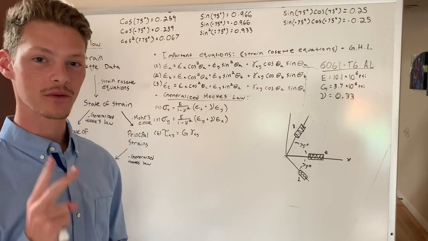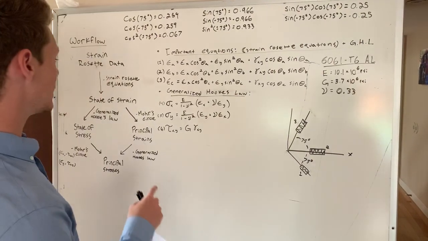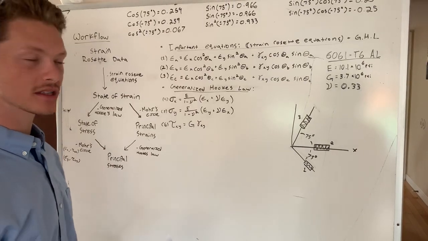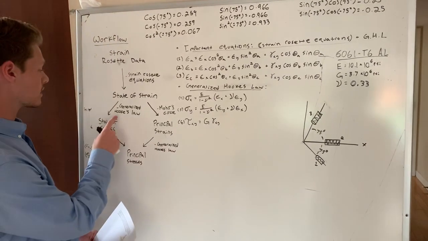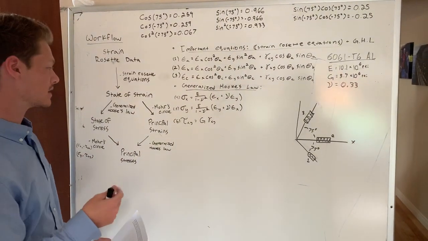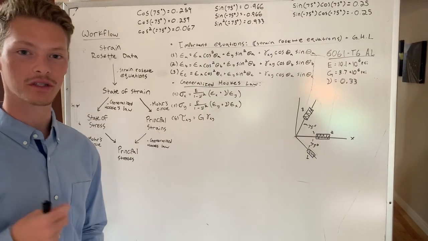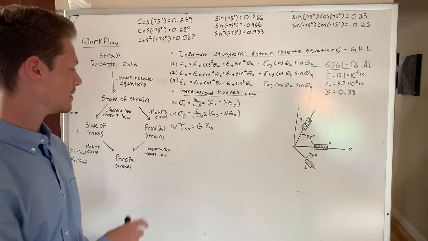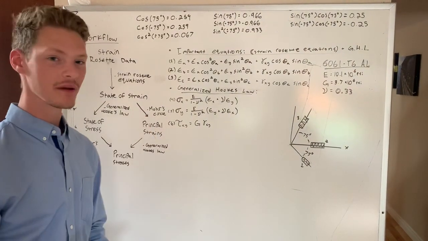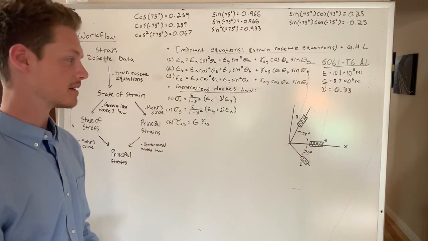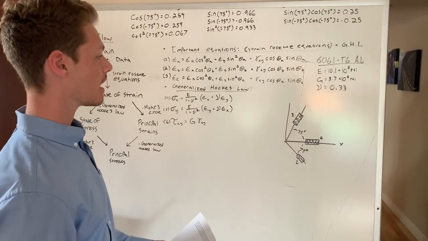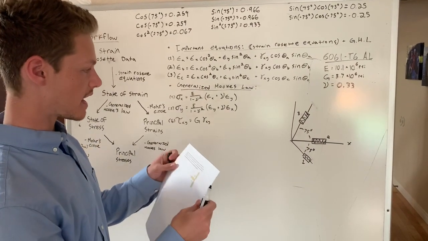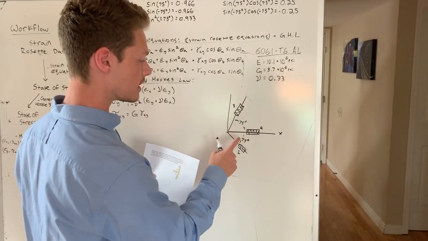strain. From there, we have two ways we can go. We can either go to Mohr's circle, and this will give us our principal strains, or we can go to a state of stress, because stress and strain are related by Hooke's law. I prefer going the left path because when you go the right path, you have to remember to divide the y-axis by 2.